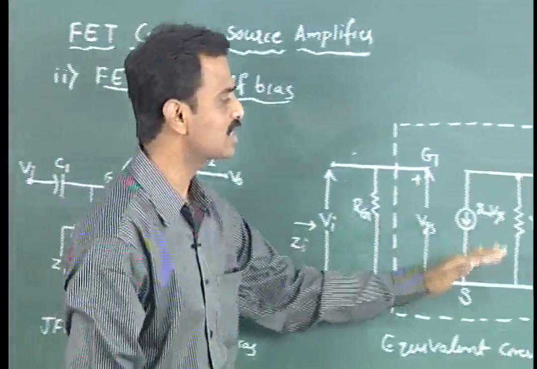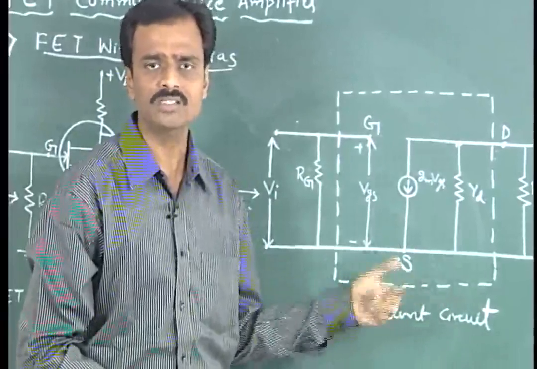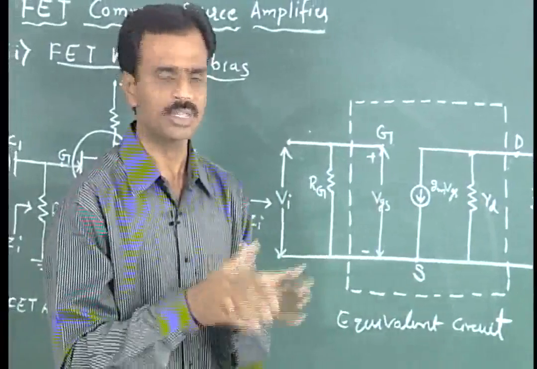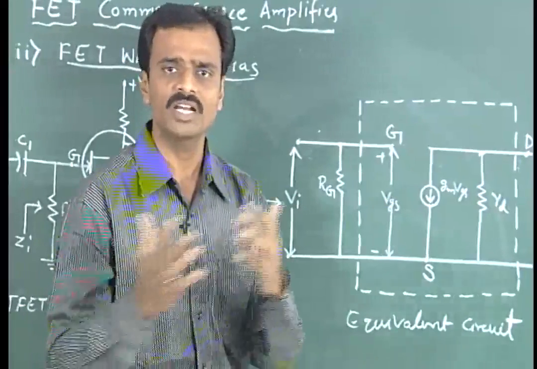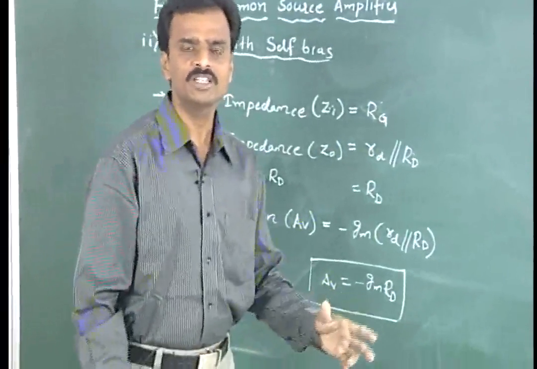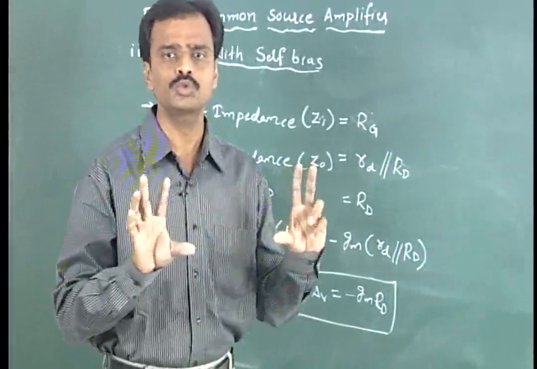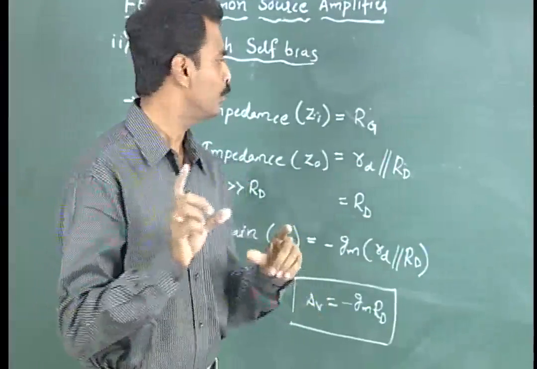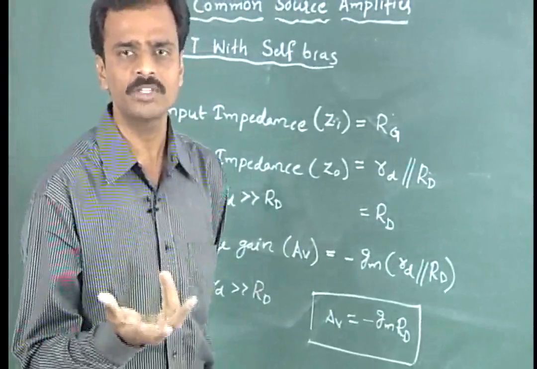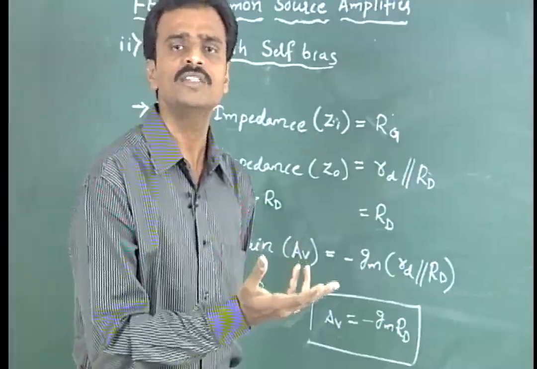Okay, now we will derive the same parameters in this case of self bias: the input impedance, output impedance and voltage gain. We will see what differences occur in comparison between the fixed bias parameters and the self bias parameters. If you compare the equivalent circuit we have drawn for the fixed bias and for the self bias, those two circuits are almost similar. So as the two equivalent circuit diagrams are similar, the parameter values we obtained in the case of fixed bias will be obtained for the self bias also.